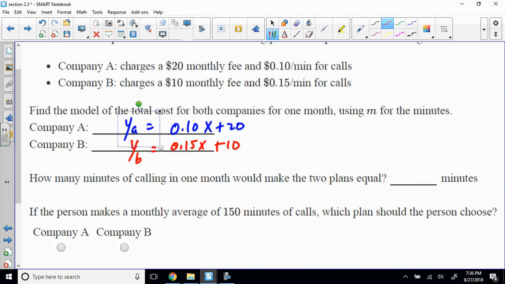Now, how many minutes of calling in 1 month would make the two plans equal? Well, you've got to turn around and set them equal, guys. Yeah. And it says use M for minutes, but I use X, so.